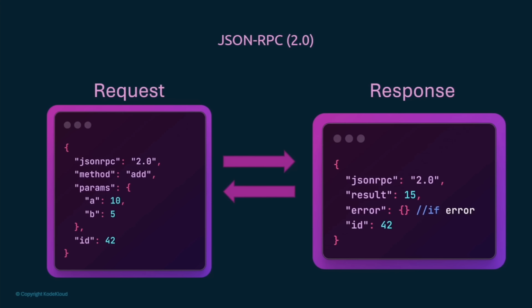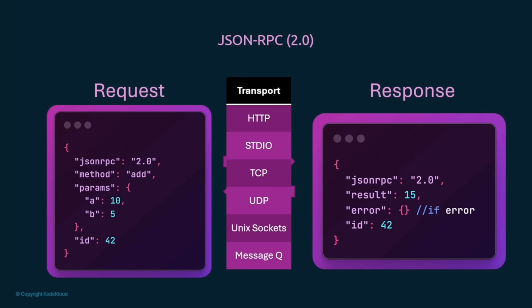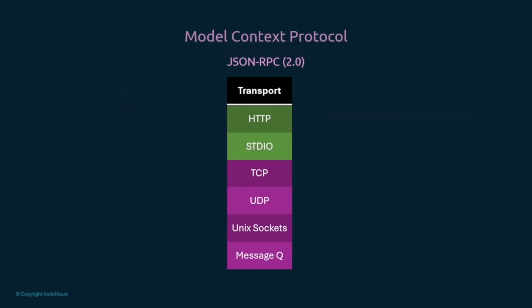Now, note that JSON-RPC is a simple protocol meant to be kept simple. As such, it is stateless and does not define how data is transmitted between client and server. So that's up to us to decide. It could be HTTP, WebSockets, TCP, UDP, Unix sockets, message queues, standard I/O, etc. MCP supports HTTP and standard I/O as the transport mechanisms for client-to-server communication.